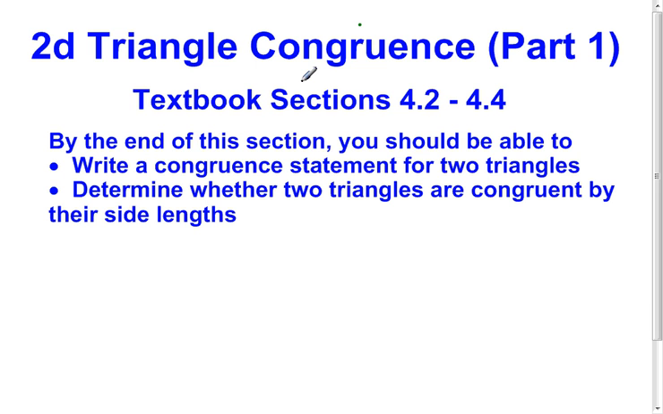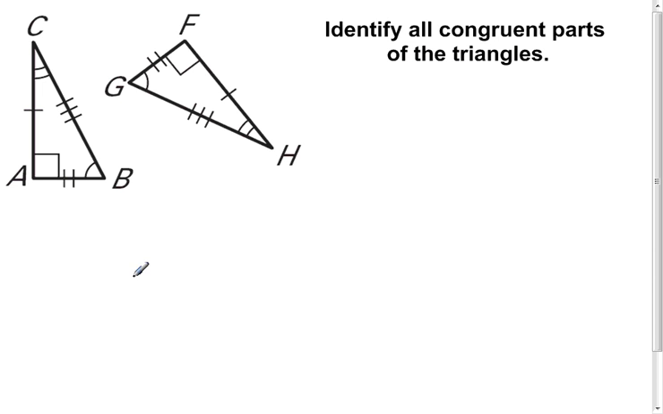So today we're going to talk about the 2D triangle congruence section. It's textbook sections 4.2 and 4.4 if any of you want to try to do some more practice. These are the things we should be able to do by the end of this lesson. Okay, so we see there's a lot of marks on these triangles, we're trying to figure out all the congruent parts. So let's try to be organized here, because we're always organized, right?